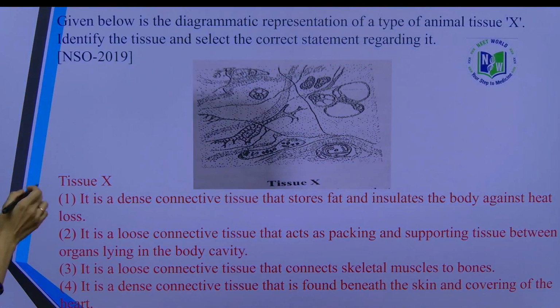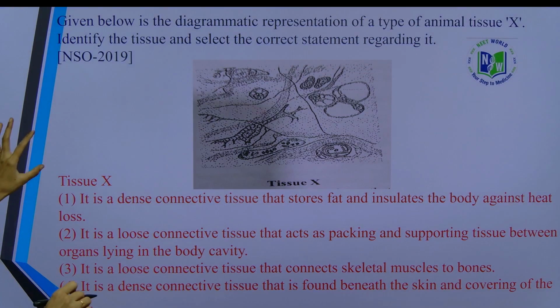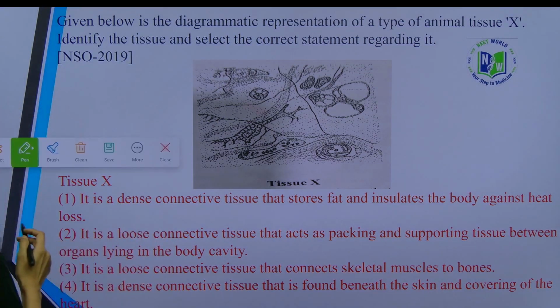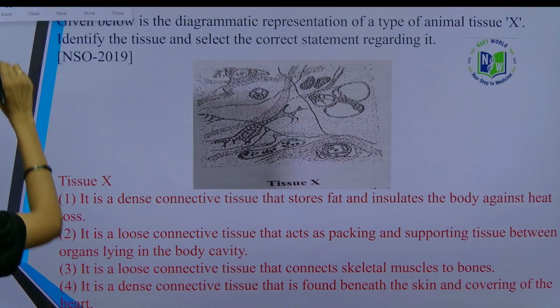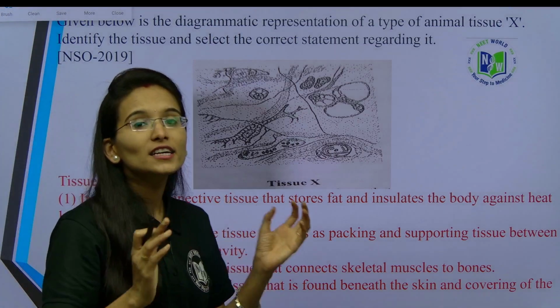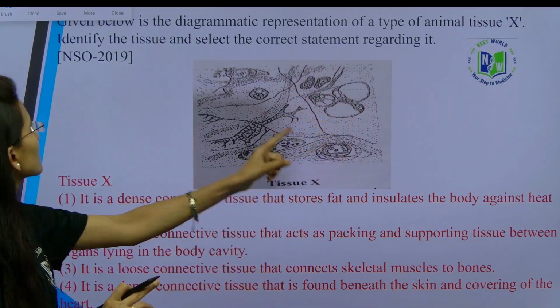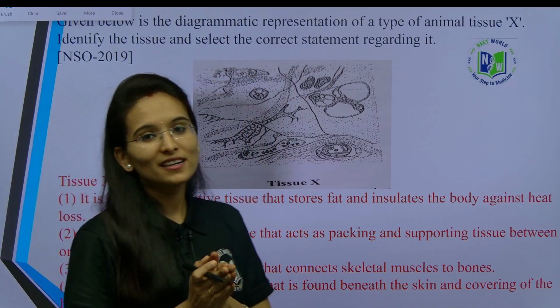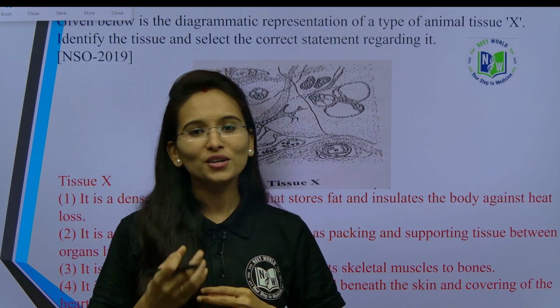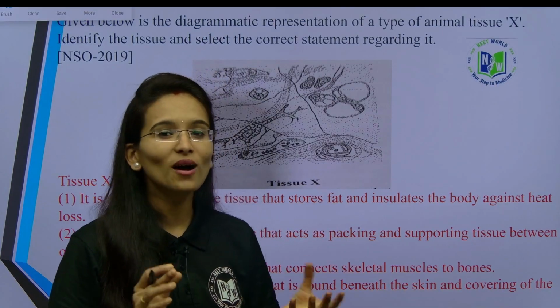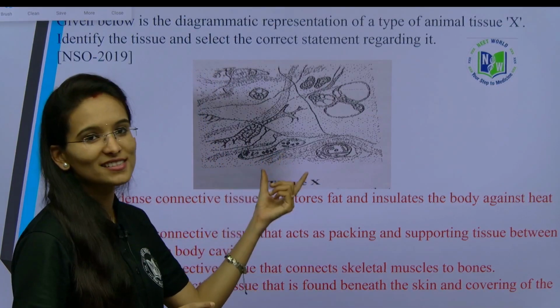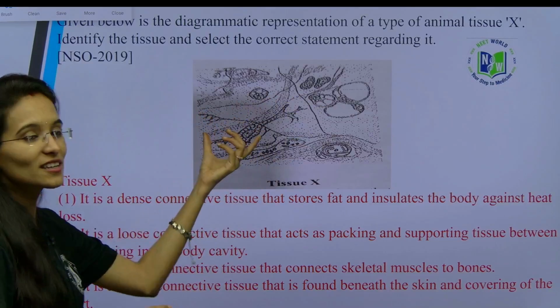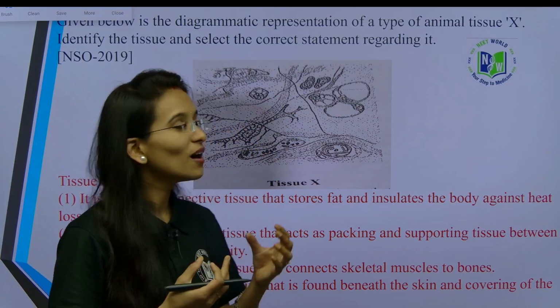So students, look here, this is a previous year question of NSO examination. Given below is the diagrammatic representation of a type of animal tissue X. Identify the tissue and select the correct statement regarding it. So when you are going to solve this type of question, you need to understand what the given tissue X here is. Okay, what is this diagrammatic representation going to analyze?